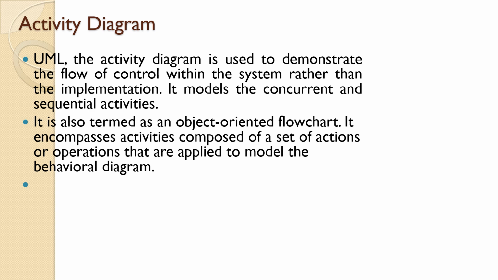Activity 2: the user selects the withdraw amount. The decision: is the account balance sufficient? If yes, proceed to activity 3. If no, an insufficient funds message is shown and it returns to activity 2. Activity 3: the ATM processes the withdrawal. Activity 4: the ATM dispenses cash and prints the receipt. Then comes the end node, where the user receives the card and cash. This is the overall activity diagram for the example.